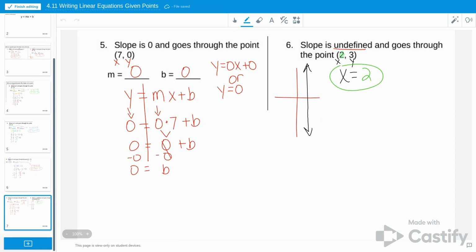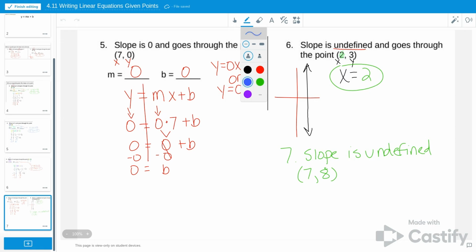If I gave you another one, if I said number 7 and I said slope is undefined and goes through the point 7, 8, it would still start off with x equals, and it would be whatever x equals. So it would be x equals 7.